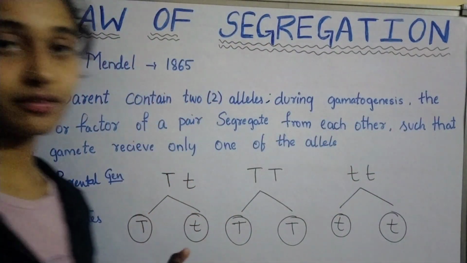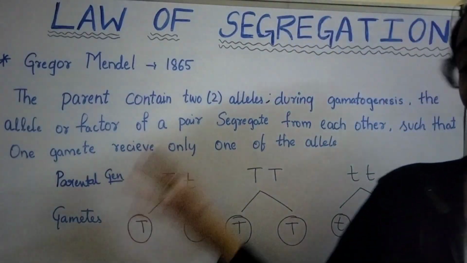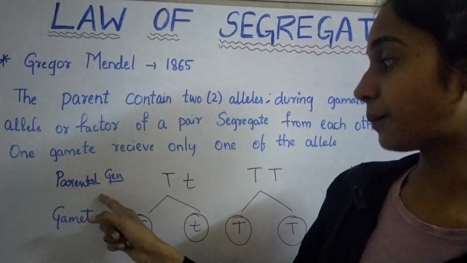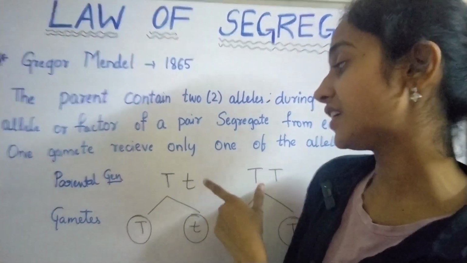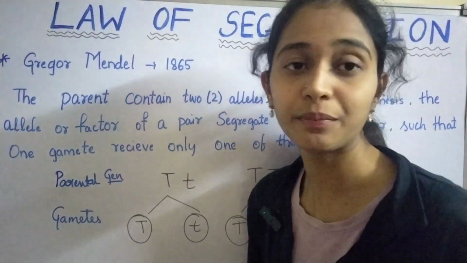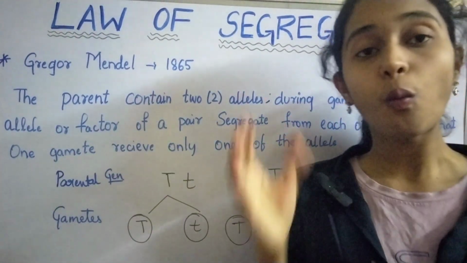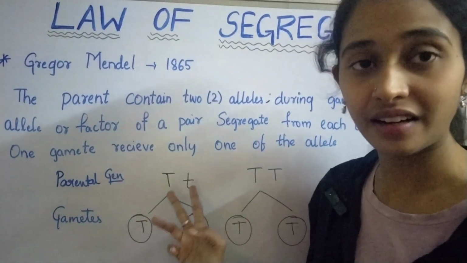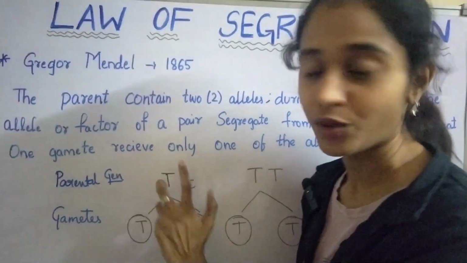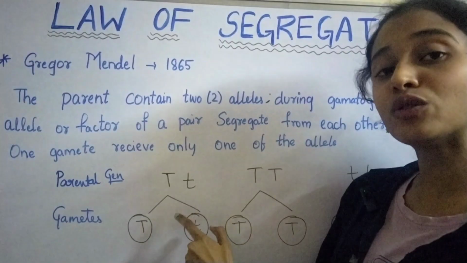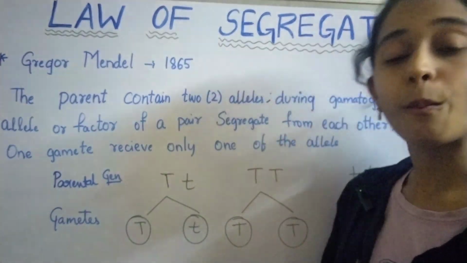Here I have taken an example. This is a parent generation. We have capital T, small t. Capital T represents tall plants and small t represents dwarf plants. This is our parent, right? It has two alleles. One is capital T and the other one is small t.